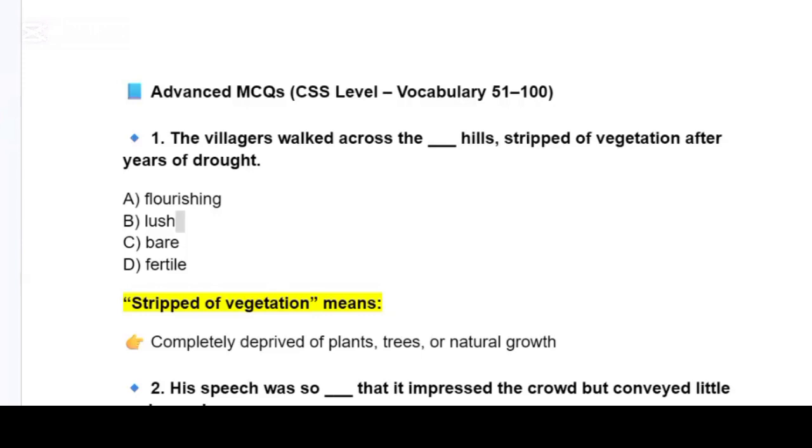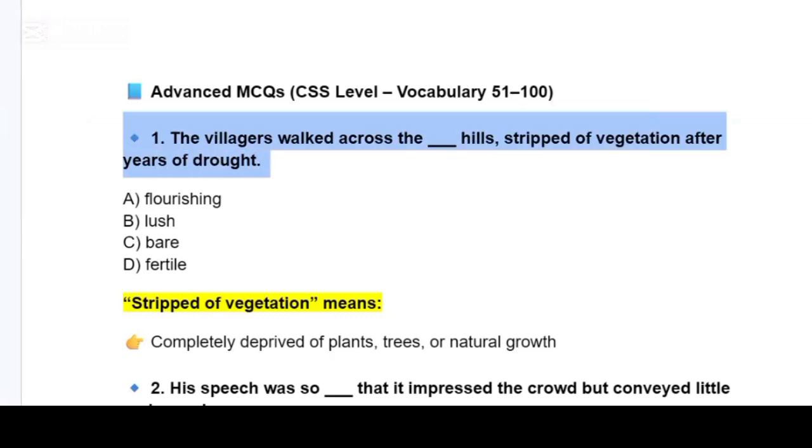As you know, in the previous video, I shared vocabulary words from 51 to 100 with all the synonyms, antonyms, sentences and usage. In this video, I am going to share advanced MCQs as per CSS level. You can test yourself as well, and you can prepare yourself for any competitive exam.